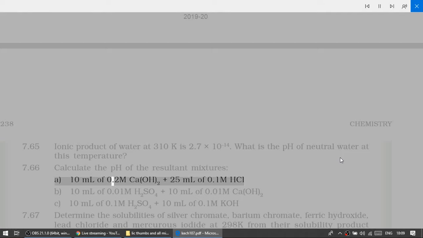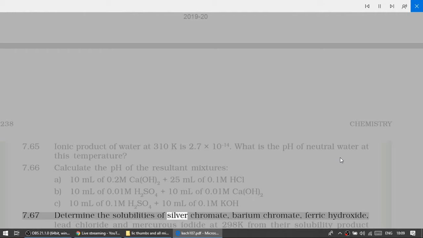A. 10 mL of 0.2 M Ca(OH)2 plus 25 mL of 0.1 M HCl. B. 10 mL of 0.01 M H2SO4 plus 10 mL of 0.01 M Ca(OH)2. C. 10 mL of 0.1 M H2SO4 plus 10 mL of 0.1 M KOH.